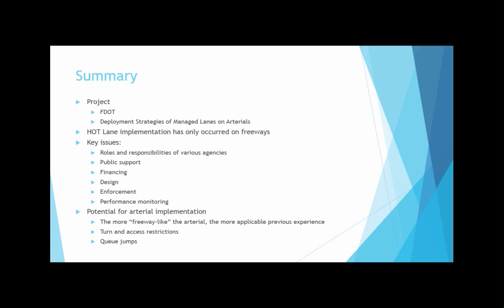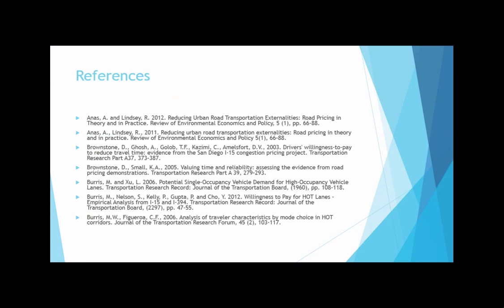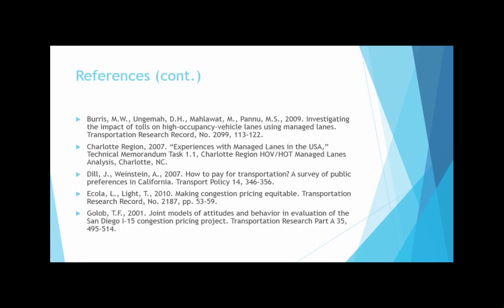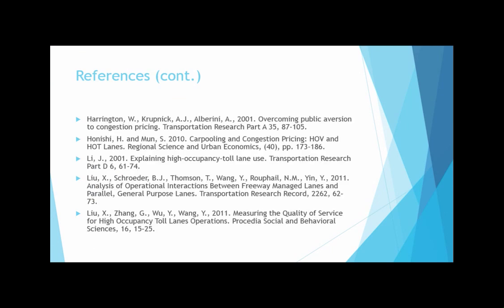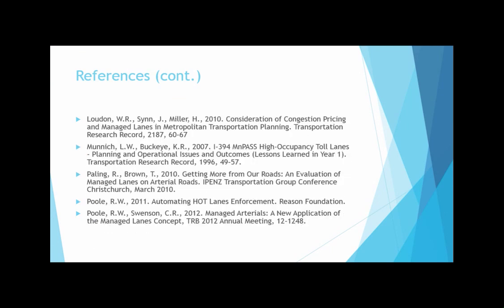The more freeway-like an arterial is, the more applicable previous experience. And two ways to make arterials more freeway-like are turn and access restrictions and queue jumps. And then I have also provided some references. So feel free to look at those at your leisure.